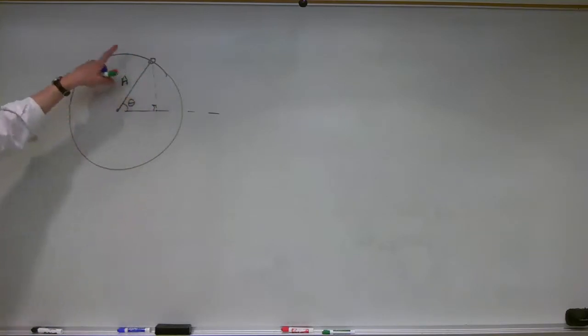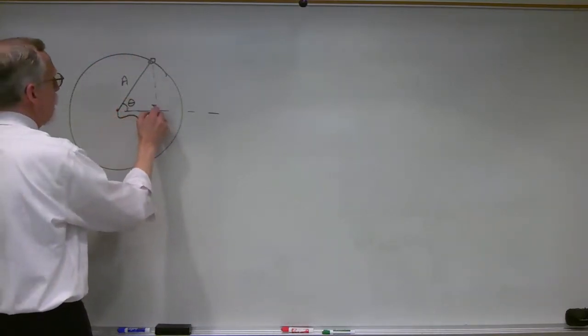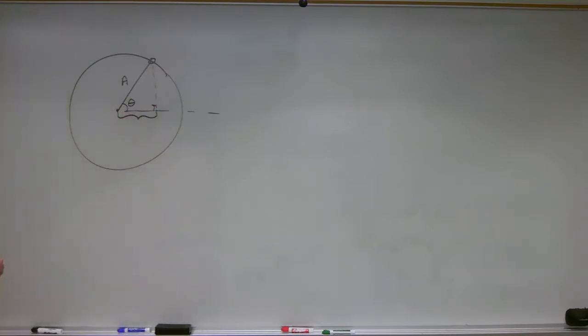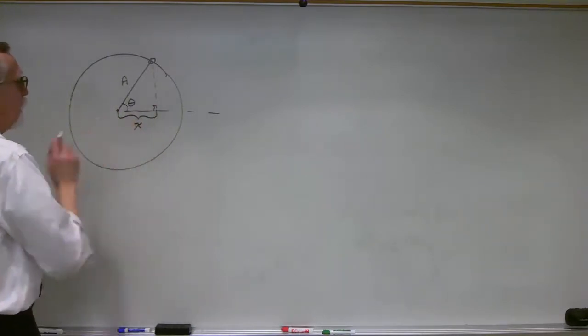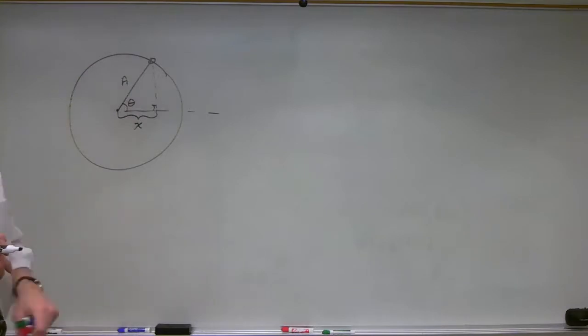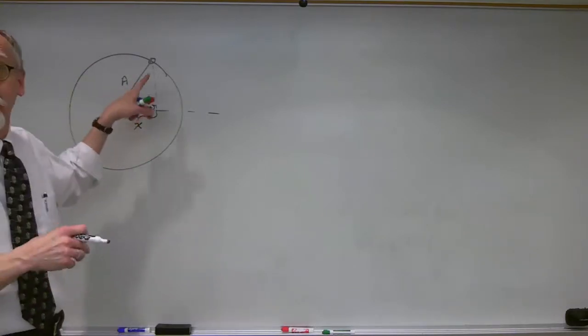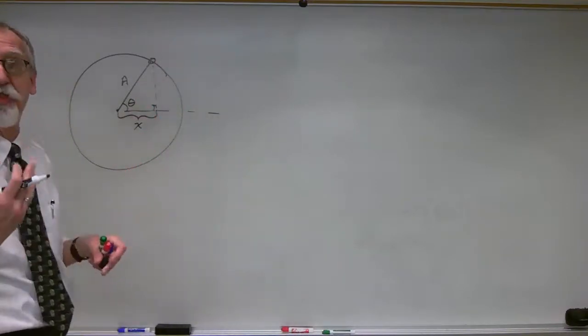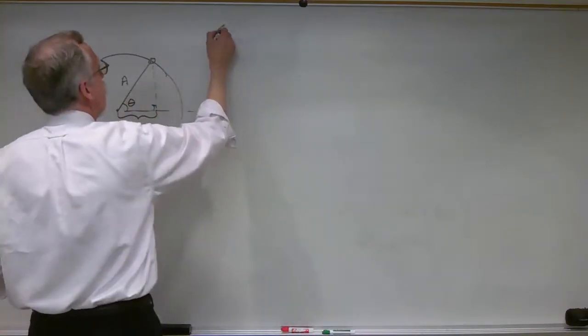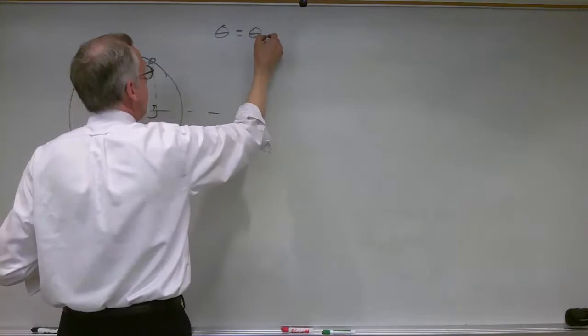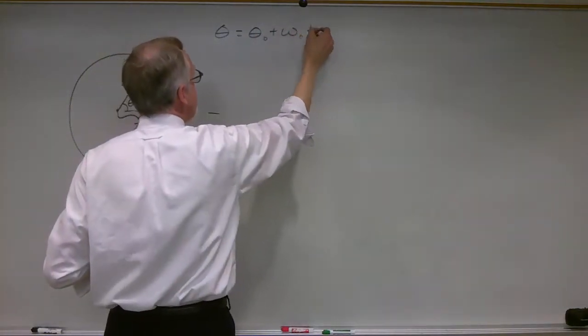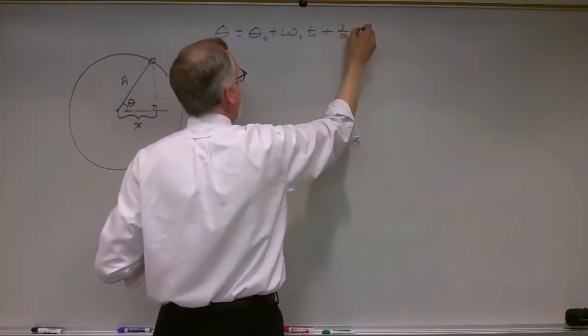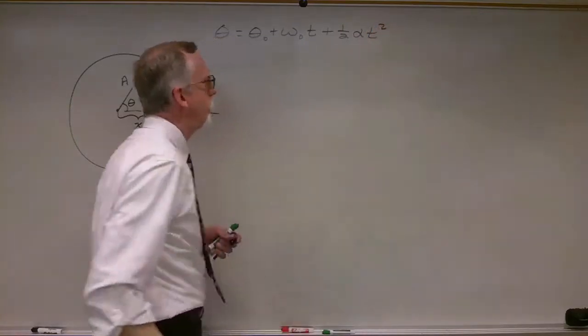Okay, so here we go. Here is our object going around in a circle. And what we want to figure out is what is the x coordinate of our object. Well, for uniform circular motion, we know we've got the 4 rotational kinematic equations. So if we think about the third kinematic equation, we know that theta is going to be theta naught plus omega naught t plus 1/2 alpha t squared.